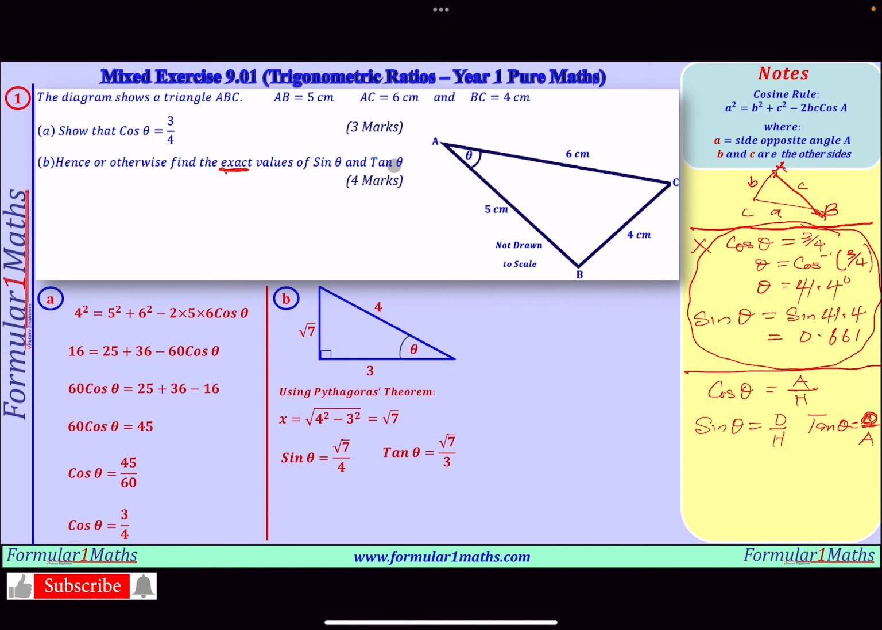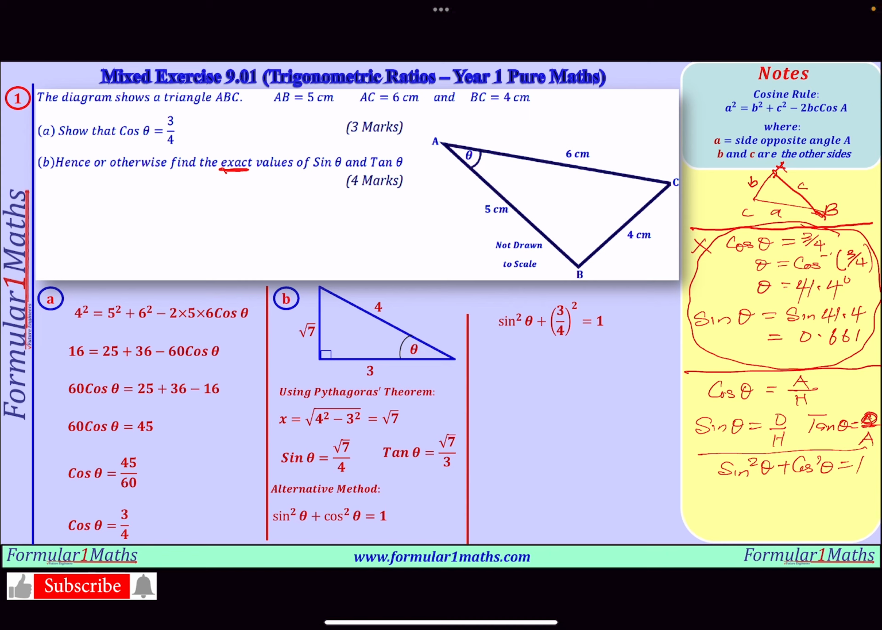The second method is using this identity. Sine squared theta plus cos squared theta is equal to 1. We know the value of cos theta. So we can substitute 3 over 4 over here to get sine squared theta plus 3 over 4 all squared equals 1. And if I do that, I'm going to get the following. But 3 over 4 all squared is 9 over 16.